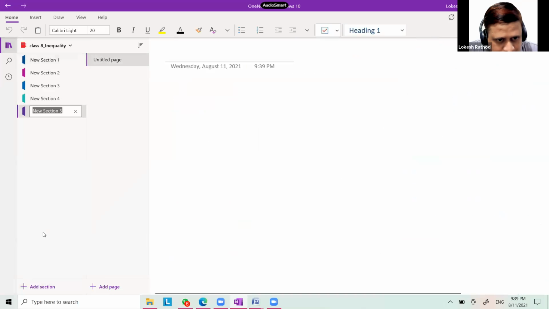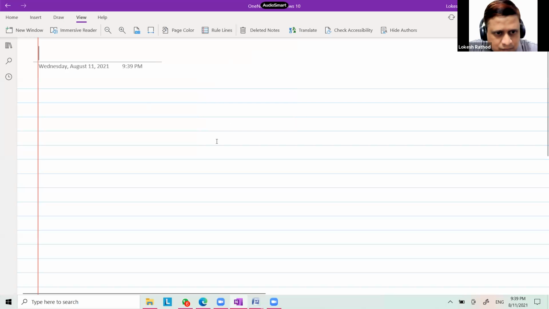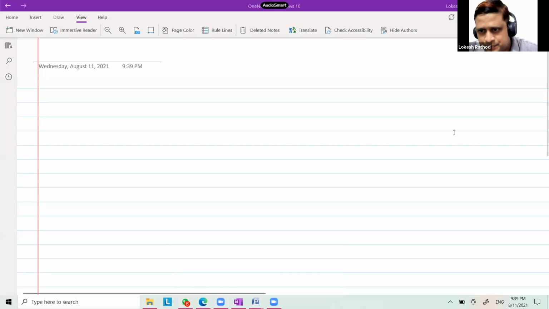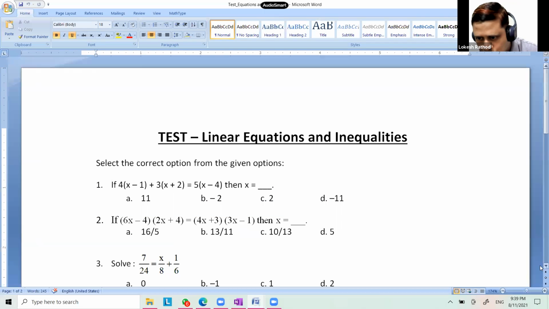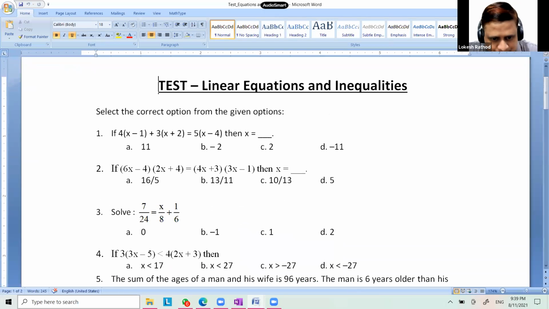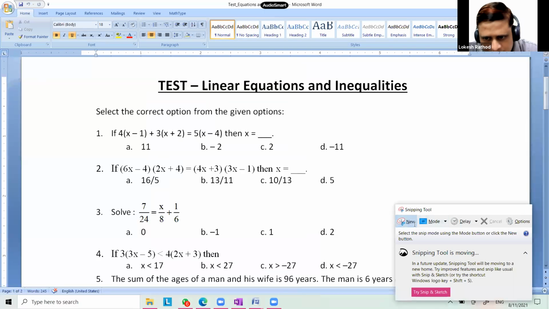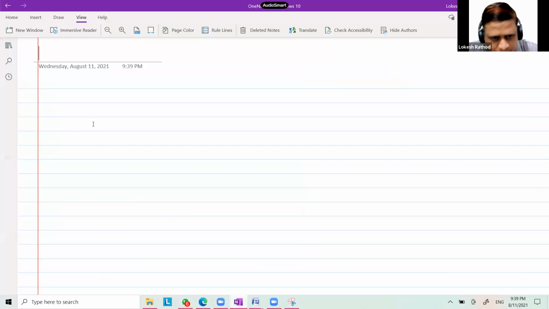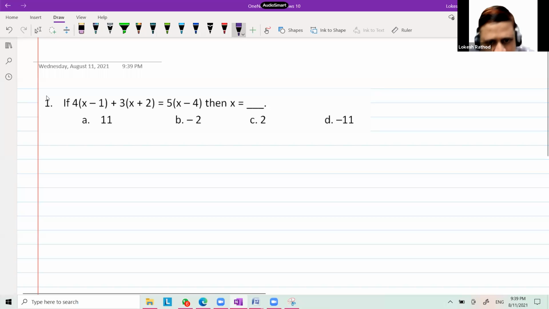Just a minute. Fine. So this was the question paper. Okay, fine. So we'll do one question, each question one by one. So first question. It's a question of simple equation. We need to find the value of x, right?